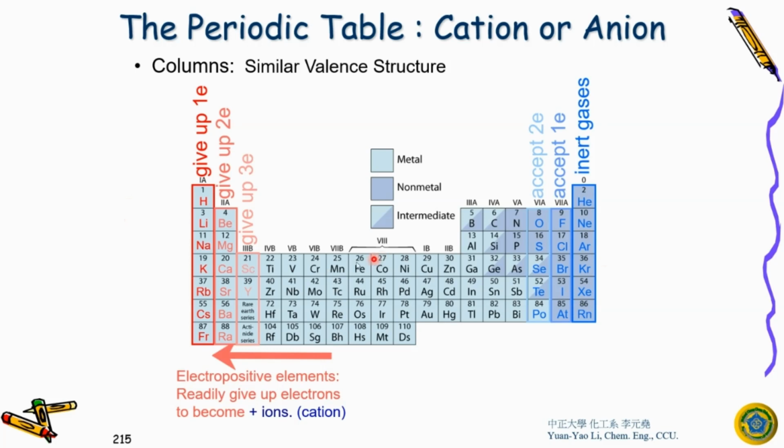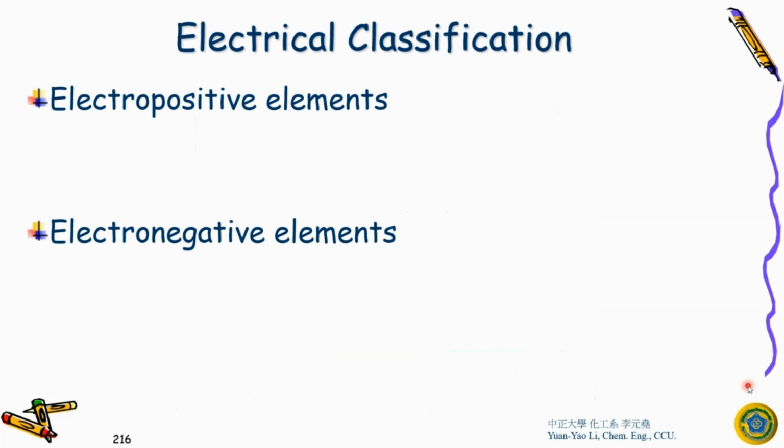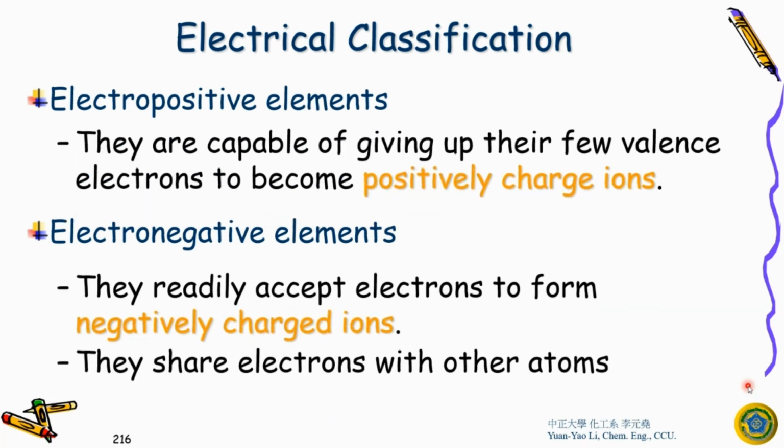So for this part, we call these electropositive elements. An electropositive element is ready to give up electrons to become a cation. So this part gives up electrons and becomes a cation, and this part receives, or acquires, electrons and becomes negative. These are electronegative elements, and we call them anions. Okay, anion. So the positive elements and the negative elements.